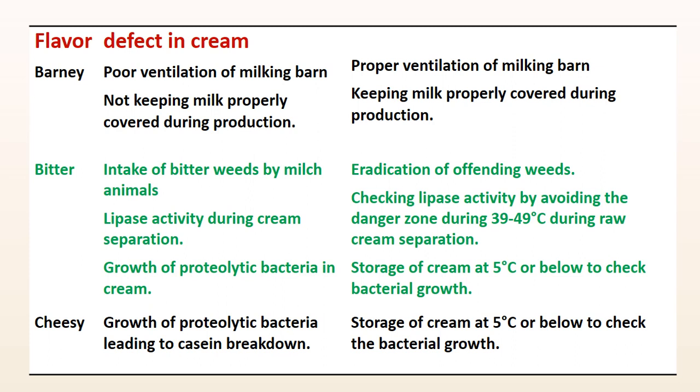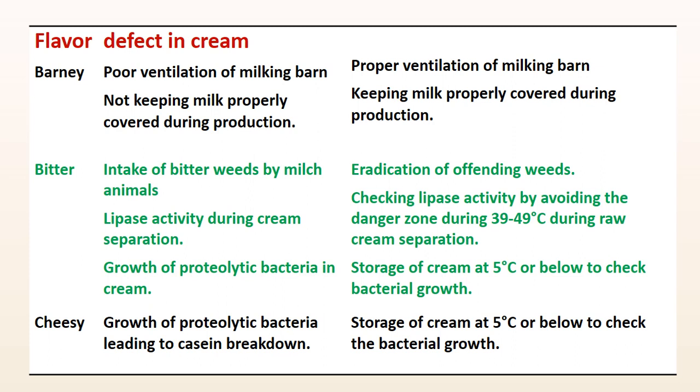Now we will discuss the flavor defects in cream, their causes and prevention. So first is barny, due to poor ventilation of the milking barn. So it can be improved by ventilation in the milking barn. Another cause is not keeping milk properly covered during production, which can be solved by keeping proper covering. The bitter defect is due to intake of bitter weeds by milch animals, which can be avoided by eradicating such weeds.